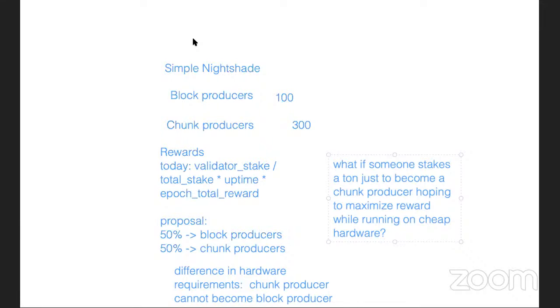Well, anyways, we can continue the discussion without Michael, I guess. So basically I was saying that the situation we want to avoid is that someone just stakes a lot, or they somehow attract a ton of stake to become a chunk producer, and now they're running on cheap hardware, and they want to maximize their rewards. Okay, looks like Michael is back.